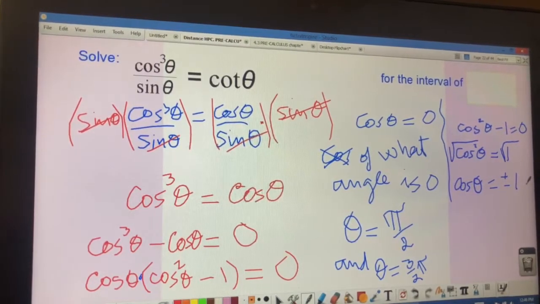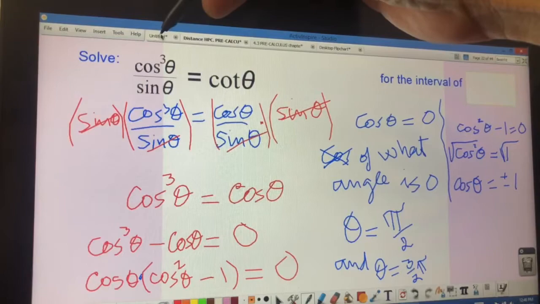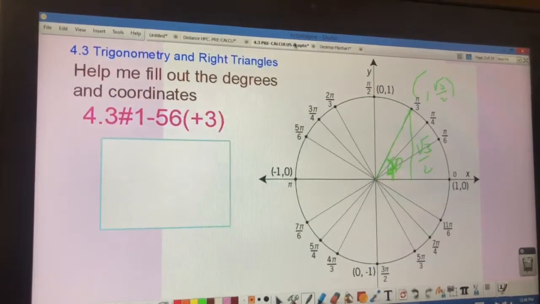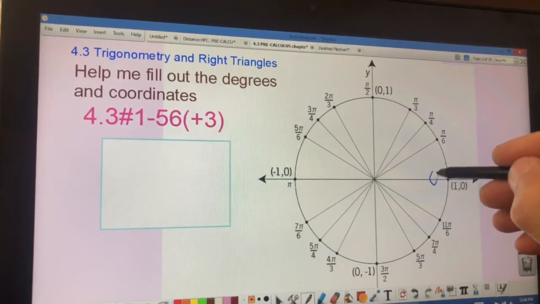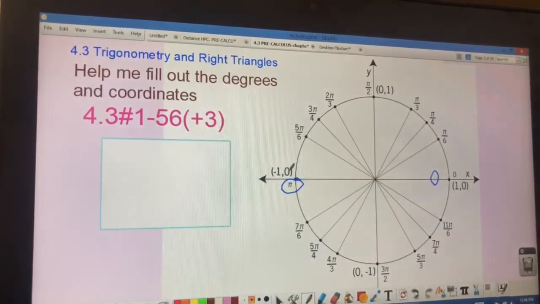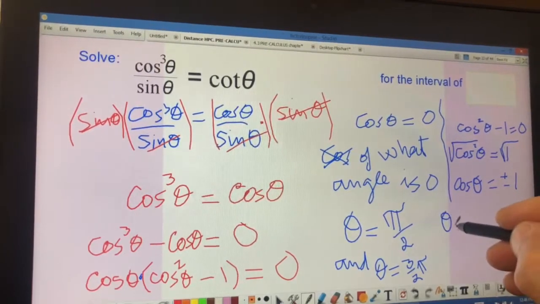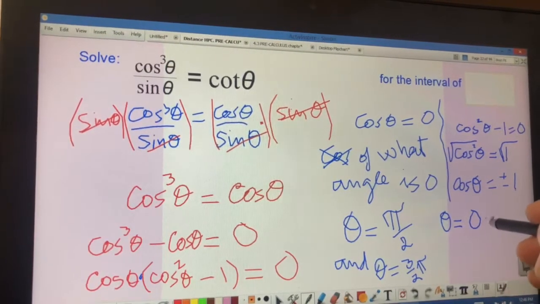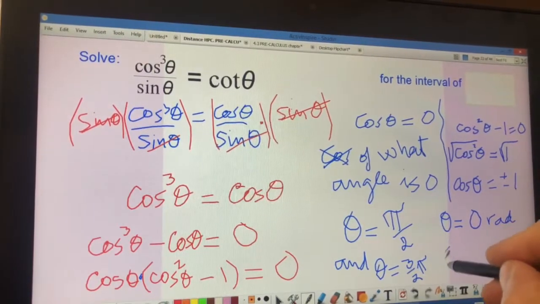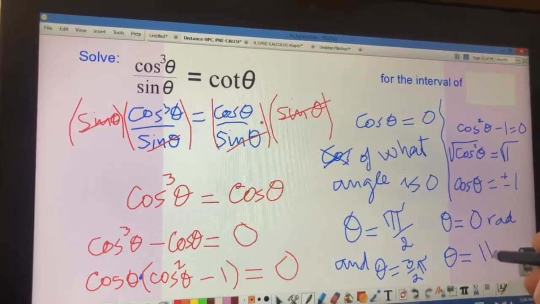So now from the unit circle, I'm looking for the cosine, which is the x. So same question: x of what angle is negative 1 and positive 1? You should have two angles. This angle here is 0, and this angle here is pi. Okay? So there are your two other answers. So this problem has 4 answers: theta equals pi over 2, 3 pi over 2, 0 in radians, because we'll talk about radians, and then theta equals pi. Okay? So that's the end of the question.